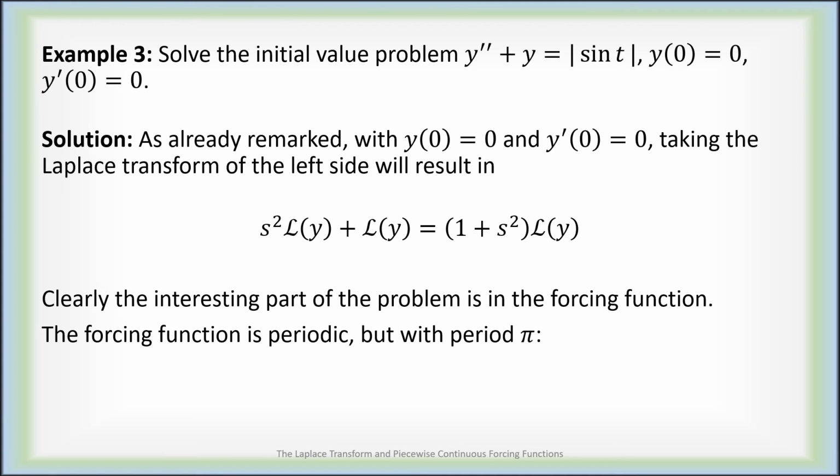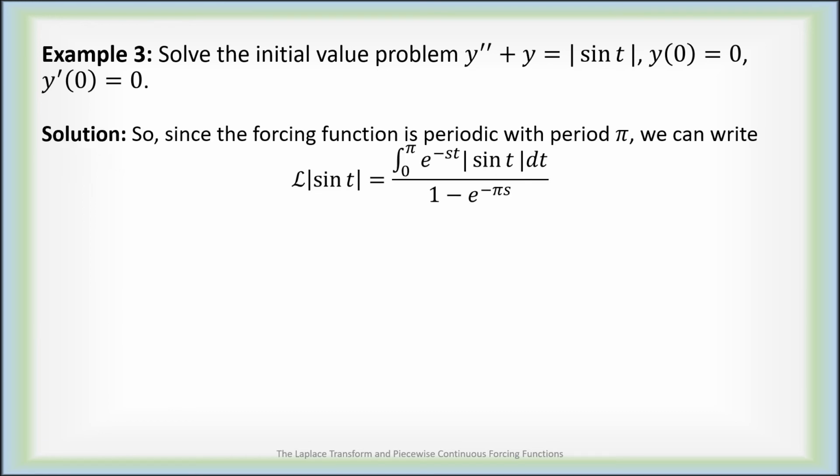Now the forcing function is periodic, but not with period 2 pi, with period pi. Because we have an absolute value of sine, it's just a bunch of little hills over and over again, repeating with period pi. Okay, because the sine of t plus pi is typically minus the sine of t. Since we're taking an absolute value, that minus sign doesn't matter. So we have a periodic function with period pi. So since we have a periodic forcing function, we're going to use that entry in our table of Laplace transforms.